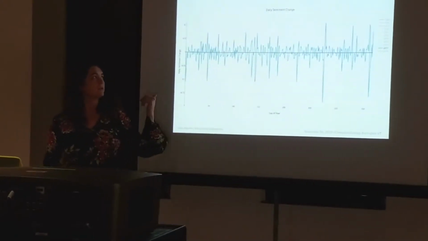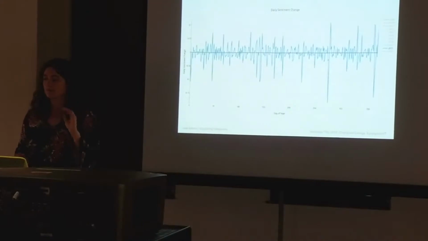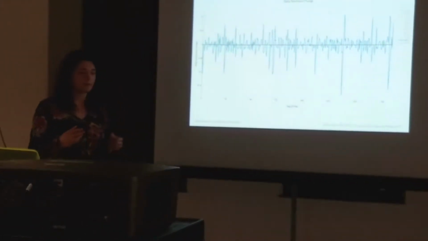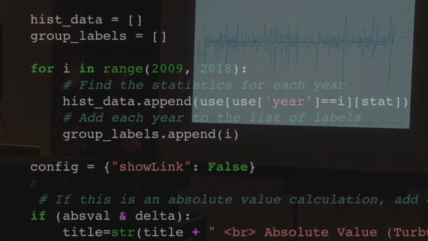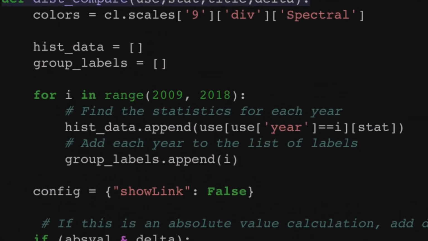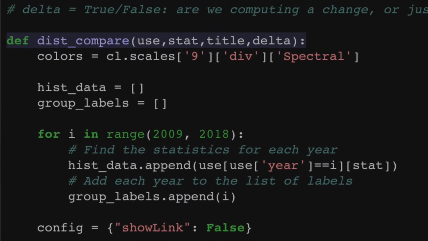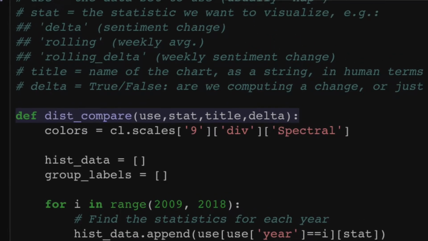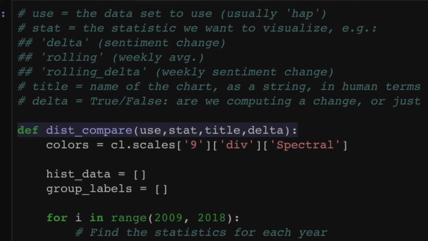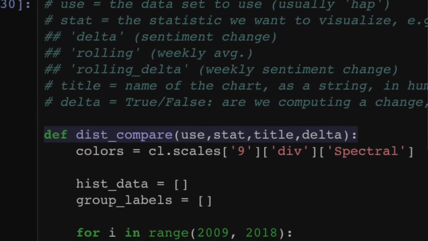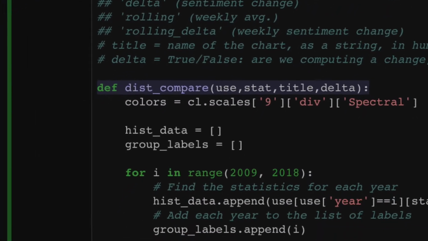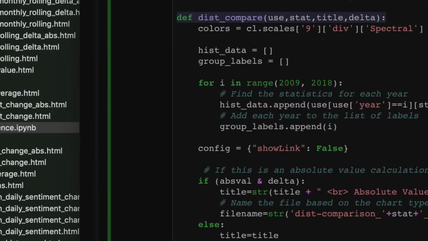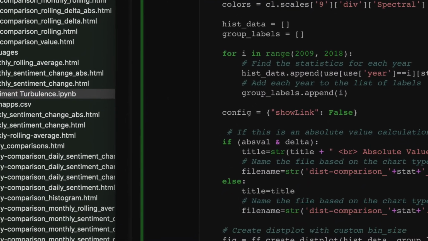So this is a plot just showing the daily sentiment change. A lot of these charts were generated algorithmically. So what we can do is take a list of all of the years, and I want to do daily, monthly, and weekly sentiment, and then sentiment change, and then rolling averages. By creating a function that will generate these charts automatically, rather than having to code each individual chart, we can just set those parameters and have it generate a whole bunch of charts that we can then put into a dashboard and compare to one another.